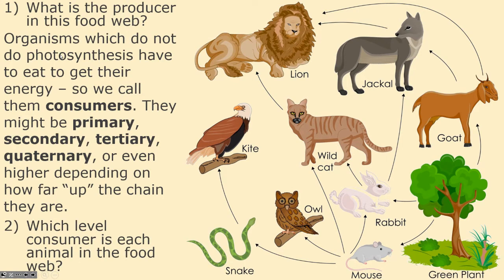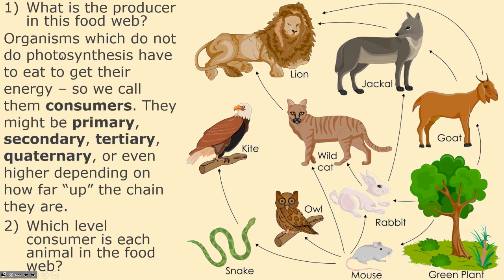What level consumer do you reckon each animal is on this food web? This is one of the times where you should pause it and have a go at saying whether you think it's a primary, secondary, tertiary, or quaternary consumer. Okay, hopefully you've had a go at that.